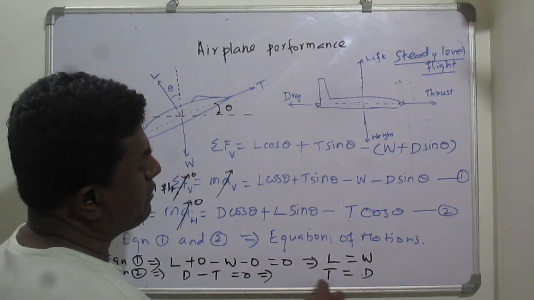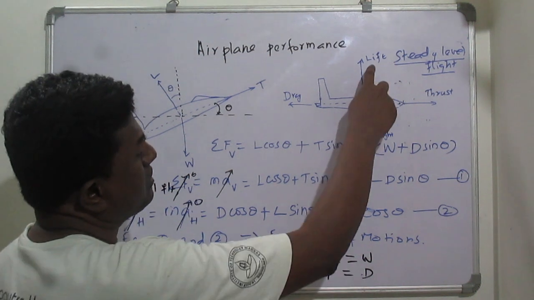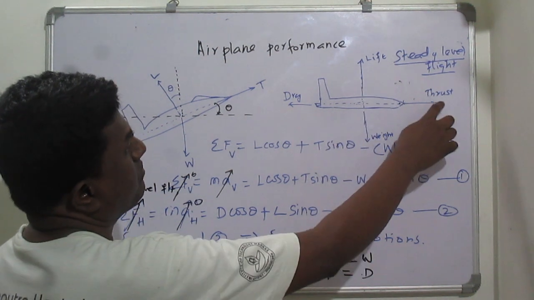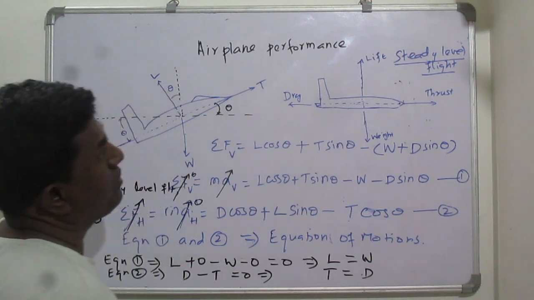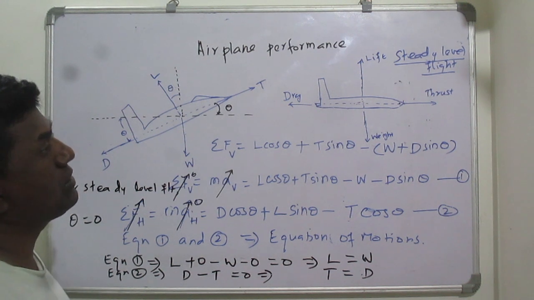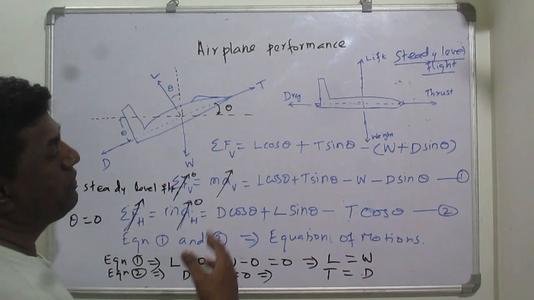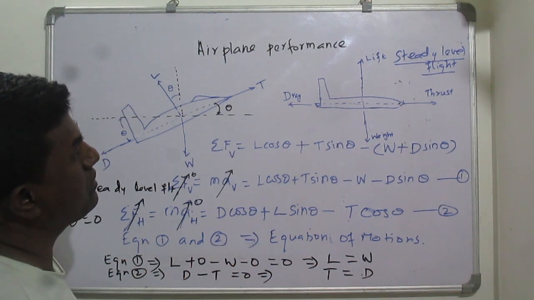And from the equations, we are achieving this condition: lift equal to weight and thrust equal to drag. The rest of the performance conditions we will see in the next class, and we will continue this discussion in the upcoming classes.